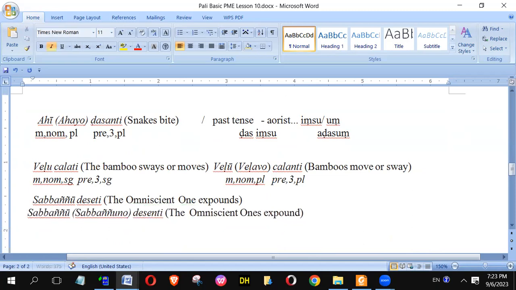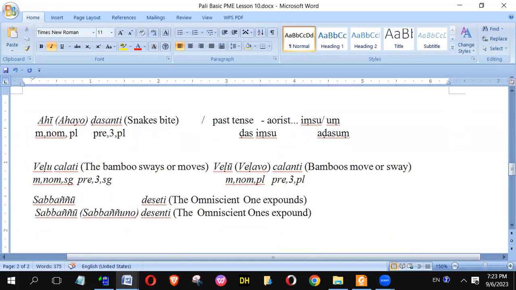Yes, Miss Saiji, may I ask a question? Sabanyo, what is the conjugation sign? You mean this one? This is a noun. There's no conjugation sign. It's a noun here. Because from this lesson 10, you start to learn the noun. Only the verb has a conjugation sign.